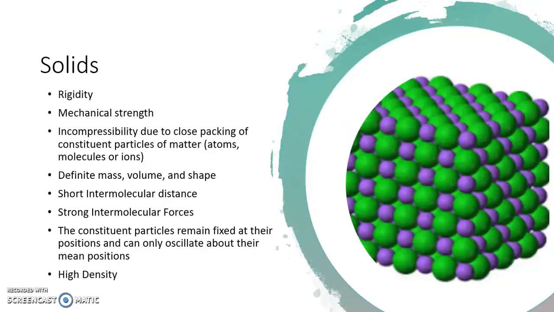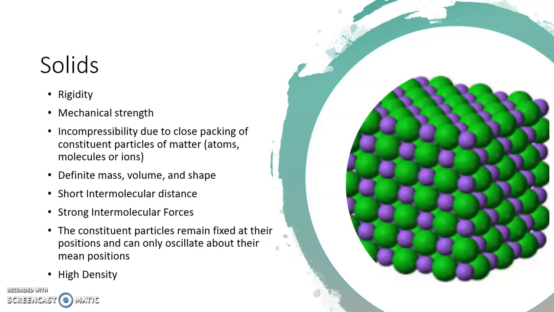Solids are basically characterized by certain inherent properties like rigidity, mechanical strength. Solids have enormous mechanical strength. Then incompressibility due to close packing of constituent particles of matter like atoms, molecules or ions. Solids are highly incompressible materials. They have definite mass, volume and shape.